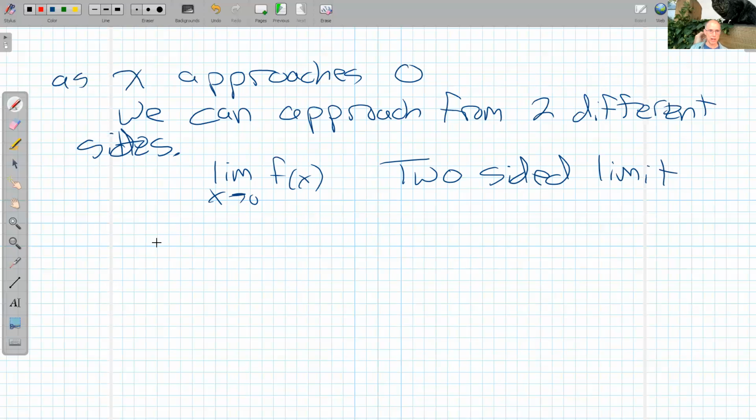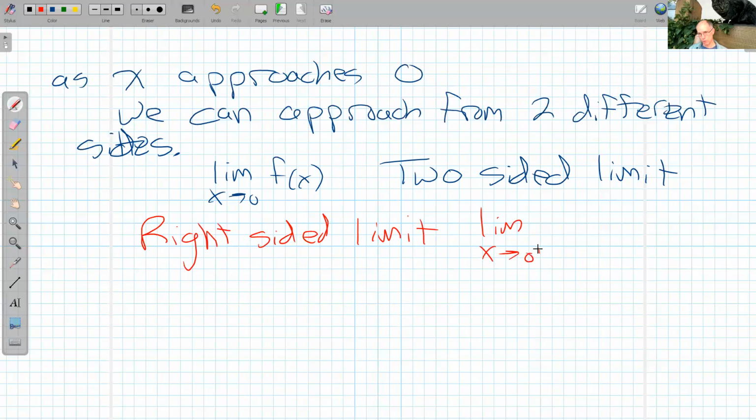So we also have a right-sided limit. And that would be the limit as x approaches 0 from the right. We put a little plus, kind of like an exponent, there of f of x. So that means we can only use x values to the right of whatever number I have there.